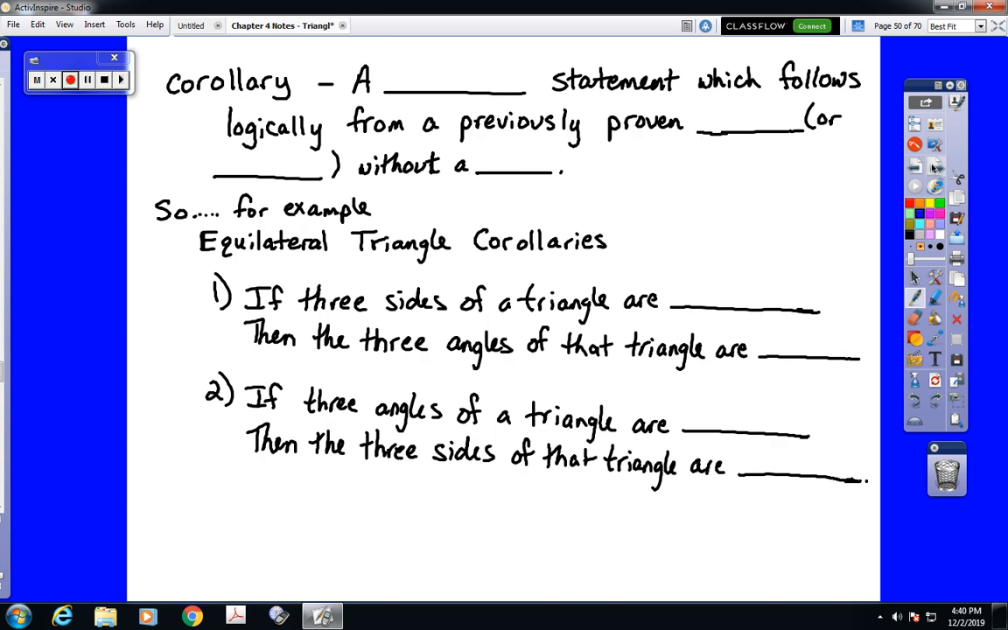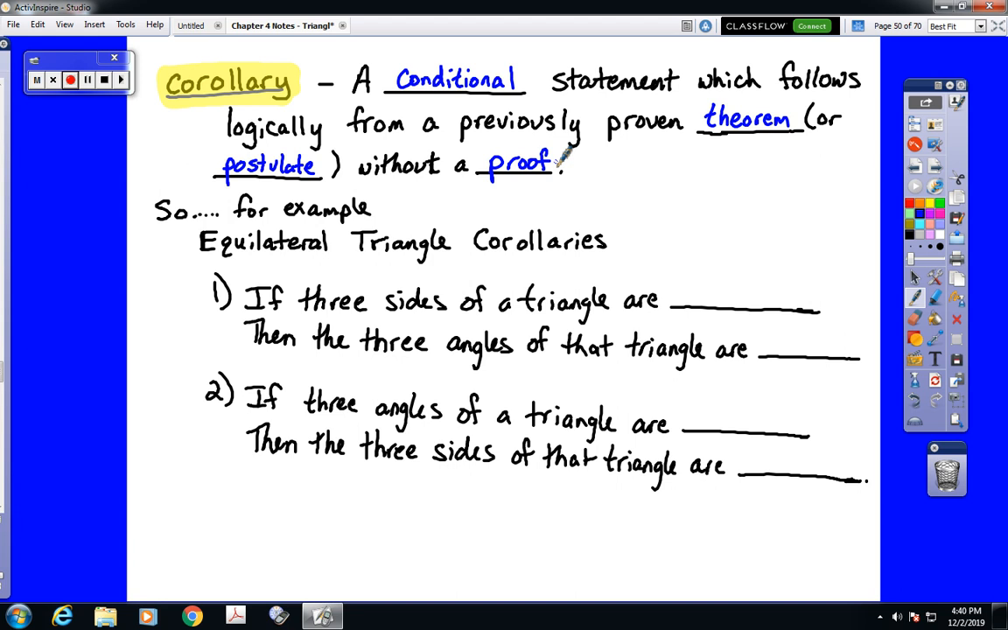Now that leads us into our only new vocabulary word of this section, which is the word corollary. Hope I'm pronouncing that right since I'm going to be putting this on YouTube. A corollary, which is a vocabulary word which will be on your final exam, is a conditional statement, so if then, which follows logically from a previously proven theorem or potentially from a postulate, which would not require a proof, without an additional proof.